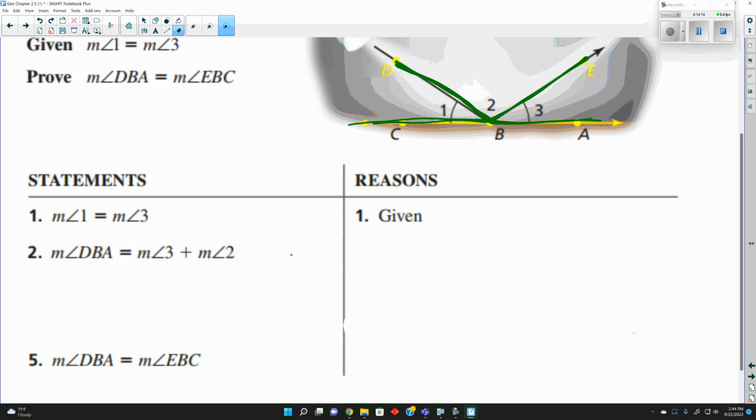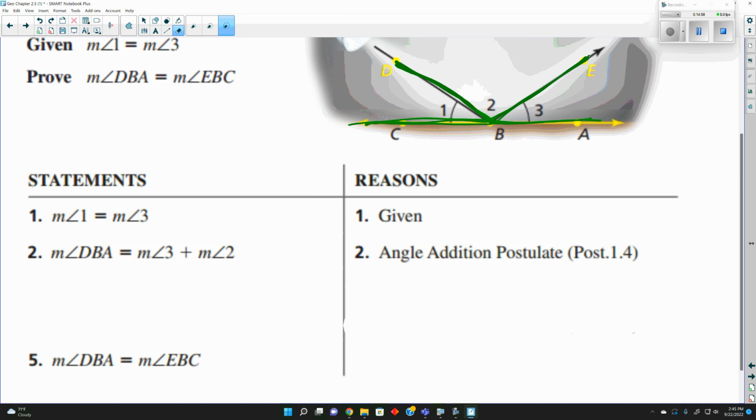And what property do we have that tells us that these two angles add together to be the whole? The angle addition postulate. You don't have to do postulate 1.4, but we just need angle addition postulate, because the angle addition postulate states that the sum of the two parts give us the whole. Now we need to get to EBC, yes? What two angles add together to give us EBC? 1 and 2, yes? So if I can define DBA as the angle 1 plus the angle 2, then we can say that they're the same.